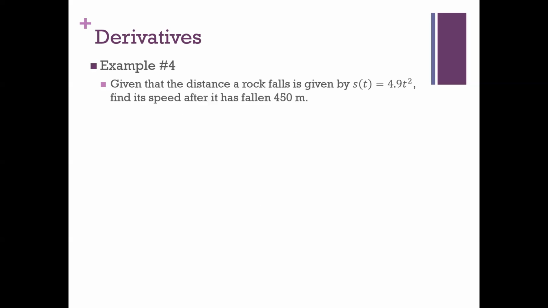So based on that, I want to find the speed after it has fallen 450 meters. So based on the information given, what do I have to do? Same thing, just in reverse. Yeah, set it equal to something. Set what equal to what?